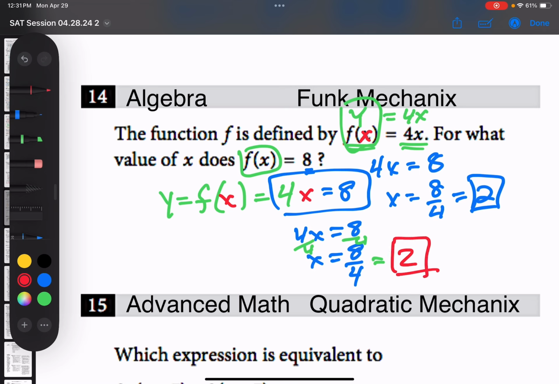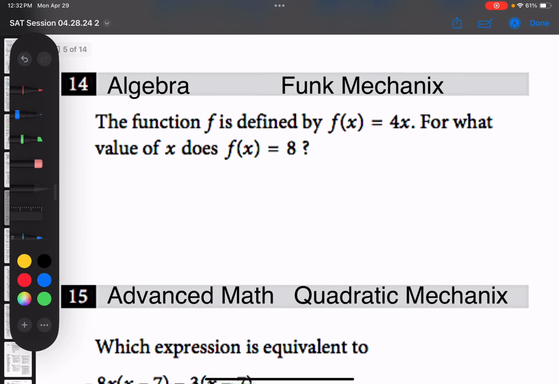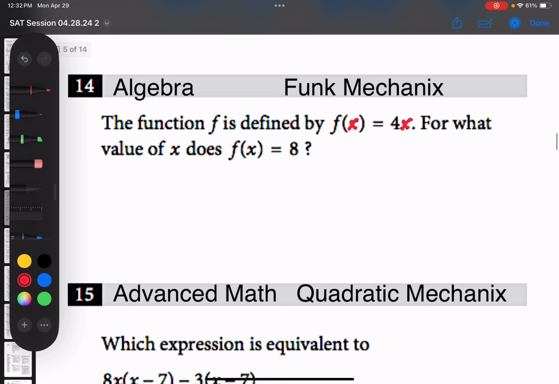Now, what's the big deal with this? Isn't it supposed to be hard or difficult? No, it's pretty easy. But what if I took everything away? And let's look at it from scratch. Will we be able to recognize the function is defined by f of x equals 4 times x? So we notice we got our x's. They're trying to confuse you. But then they tell you, here's the hook. What value of x does f of x, the entire equation, equal 8? So you're saying that all of this must equal 8, and that is where you go right there.